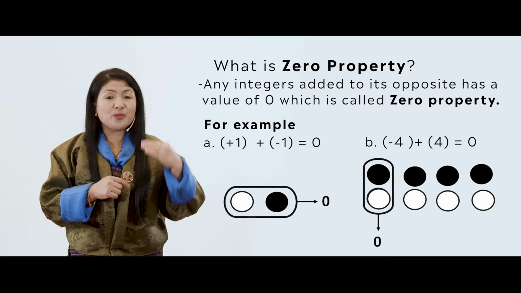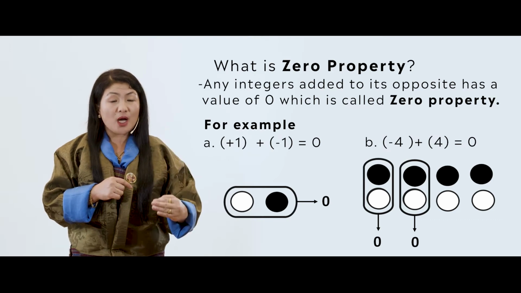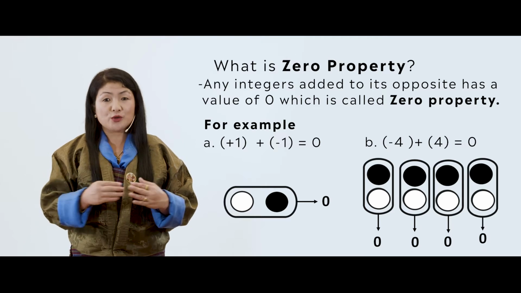Negative 1 plus positive 1 equals 0. Negative 1 plus positive 1 equals 0.